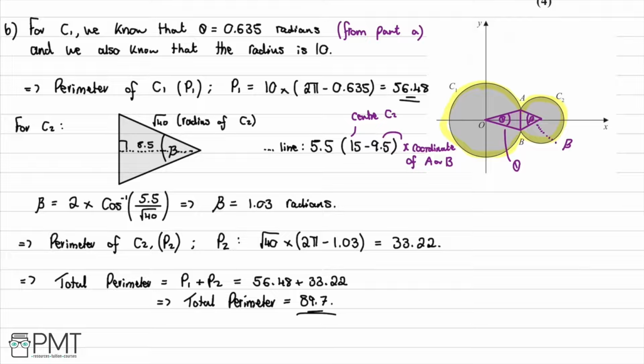And we've therefore completed this question. It was worth 4 marks, and we achieved our first mark for working out the perimeter of C1. So that was when we said 56.48.